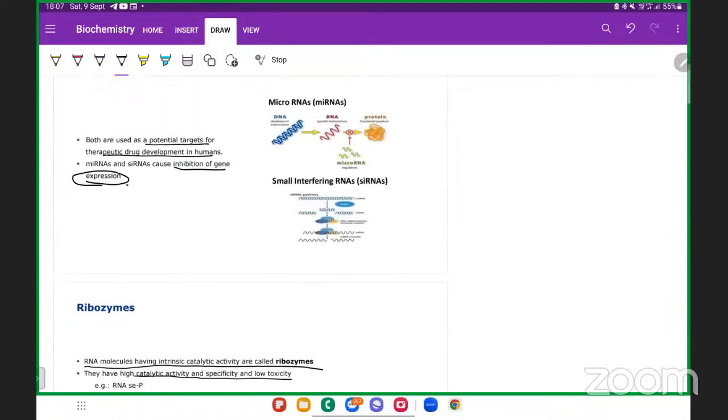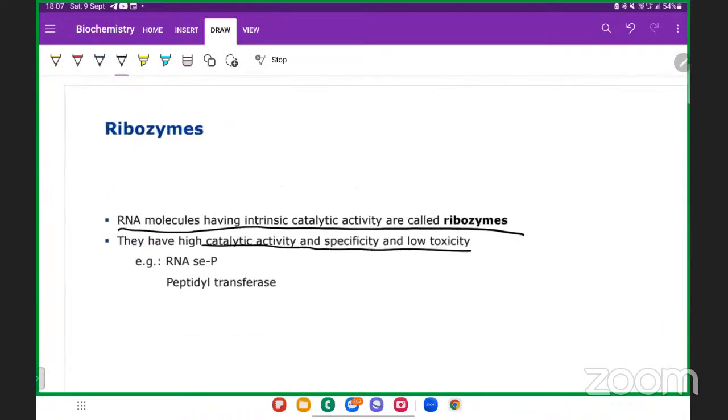That is going to be your ribozymes. So I told you there are two important things. You have your RNA molecule that has an intrinsic catalytic activity. That is your ribozyme. So this is going to have a high catalytic activity and they have low toxicity.